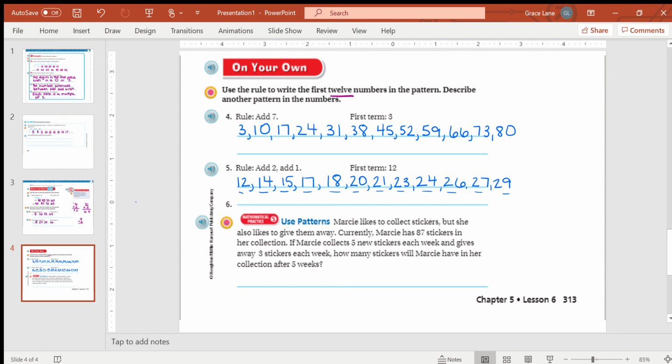Alright, so this is, again, we're going to be making patterns. It says she has 87 stickers to start with. That means start with the term 87. Then when it says she collects 5 stickers, think about what that would mean in math terms. She's gaining stickers. So the first rule would be plus 5. Then she gives 3 stickers away. In math language, if you give it away, you're losing 3 stickers.